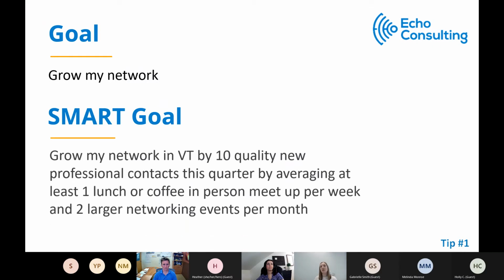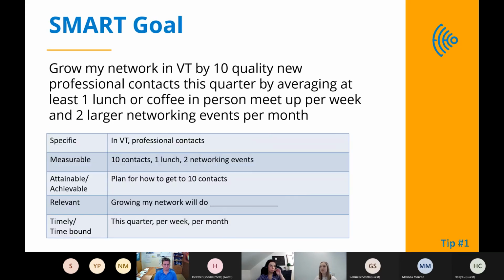If I want to transition this to a SMART goal, I want to grow my network in Vermont by 10 quality new professional contacts this quarter by averaging at least 1 lunch or coffee in-person meetup per week and 2 larger networking events per month. So if we break it down into the SMART goal framework, right? Specific, measurable, attainable, relevant, and timely, right?